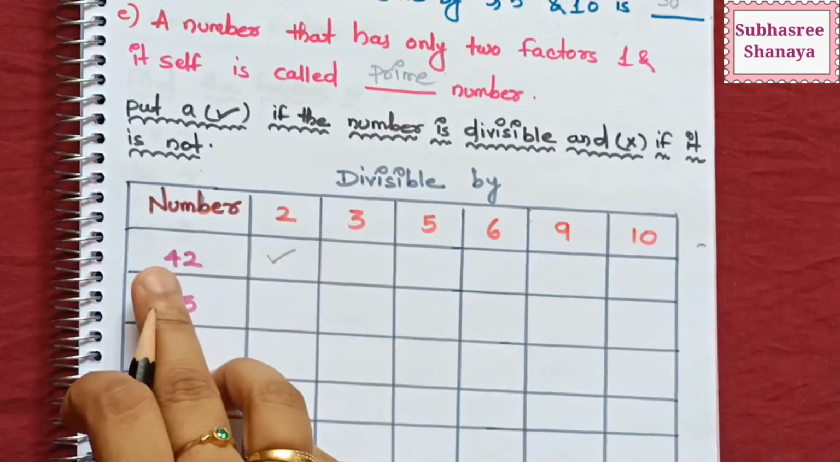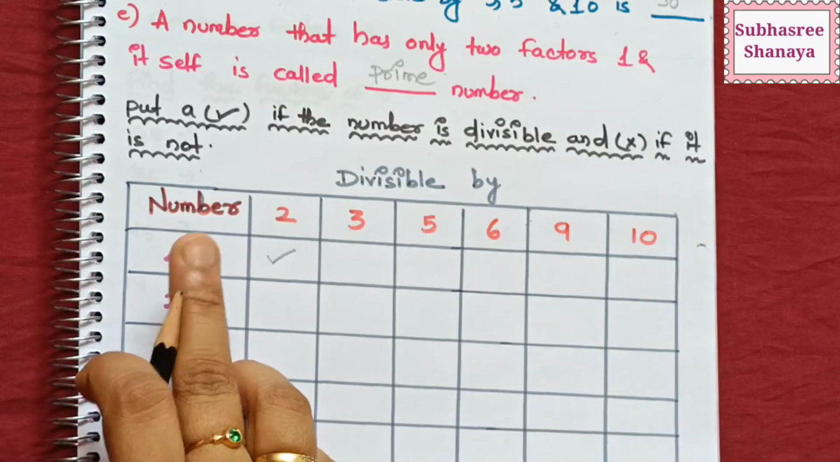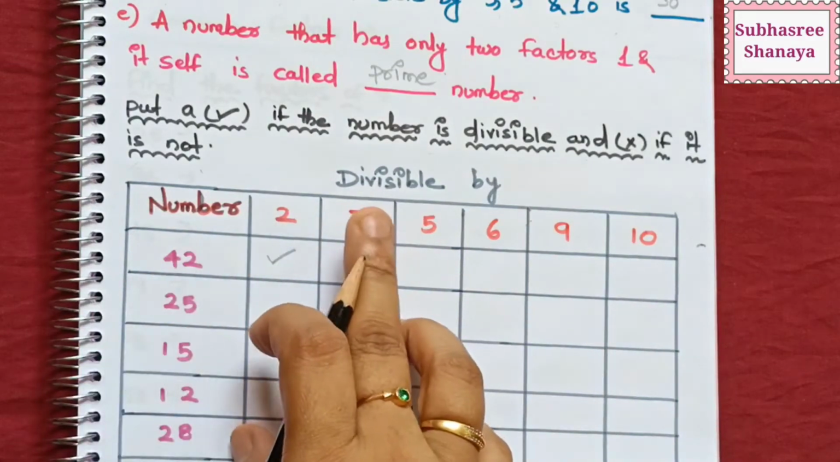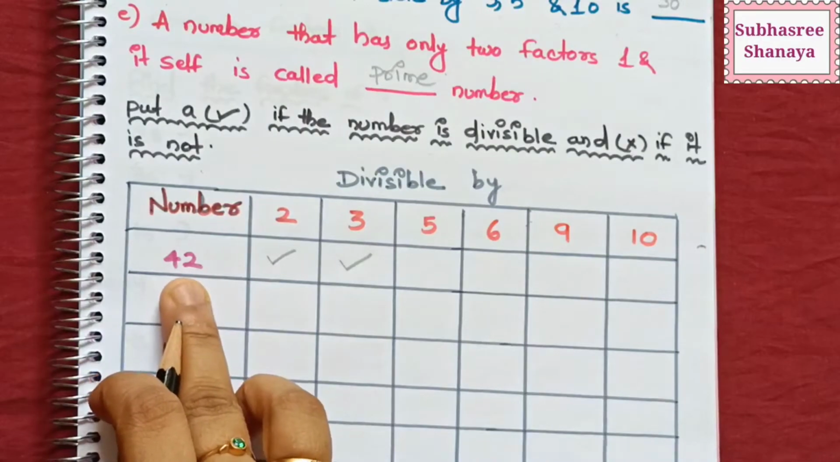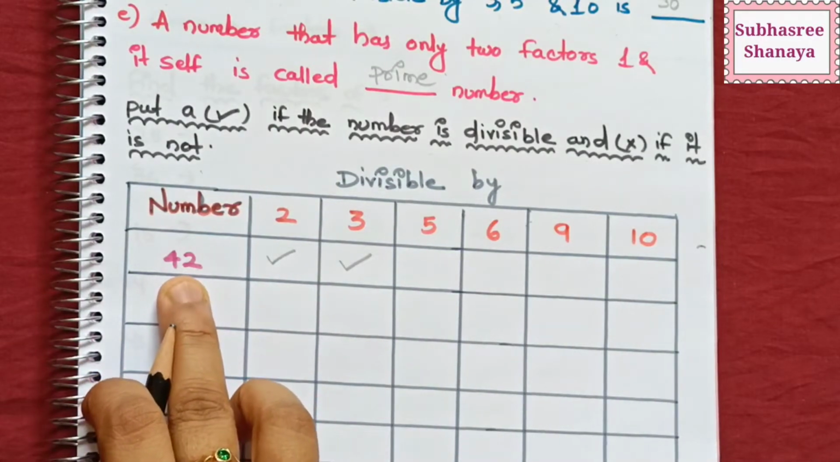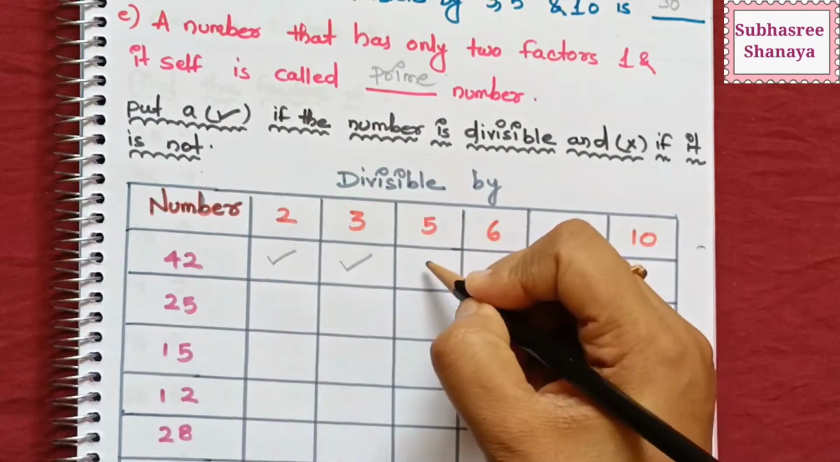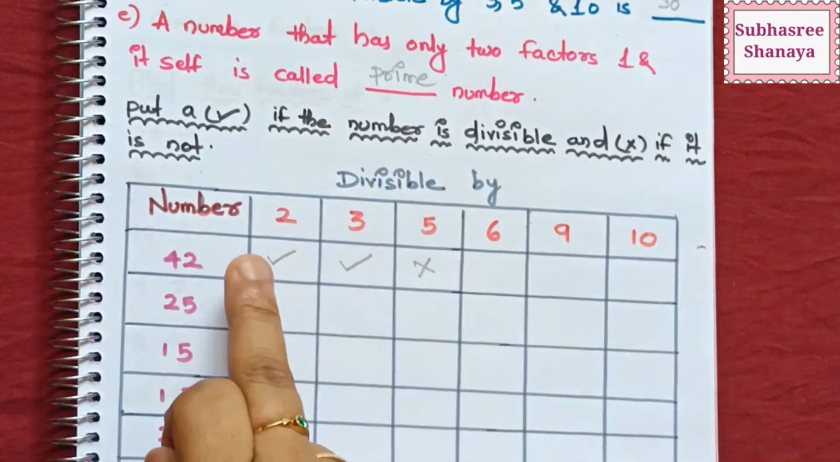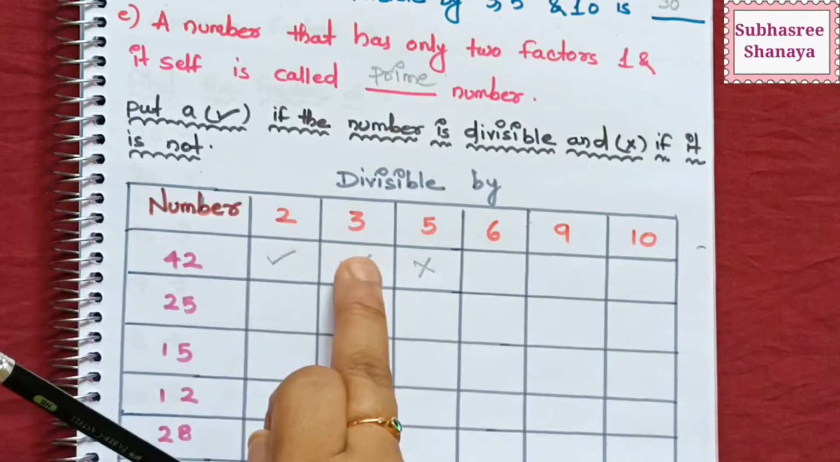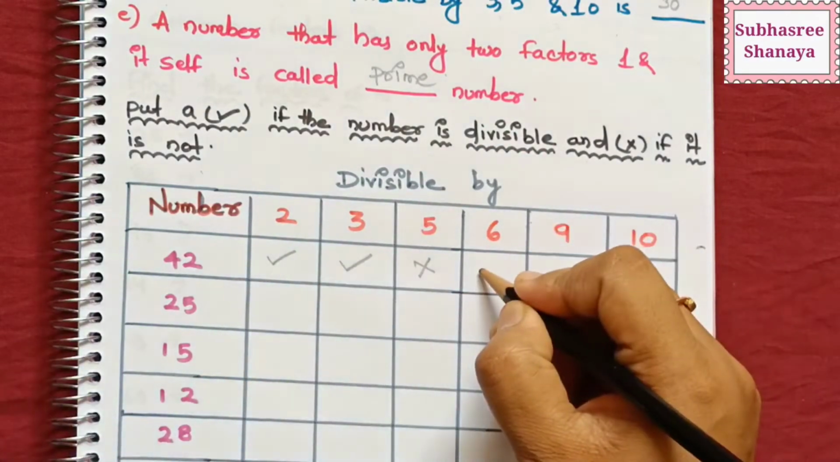Now for 3, we have to add the digits of this number. 4 plus 2 is 6. 6 is divisible by 3. So this number is divisible by 3. As here in the ones place 0 is not present, 5 is not present, it is not divisible by 5. So we have to cross. For 6, the number must be divisible by 2 and 3. So that means the number is divisible by 6.